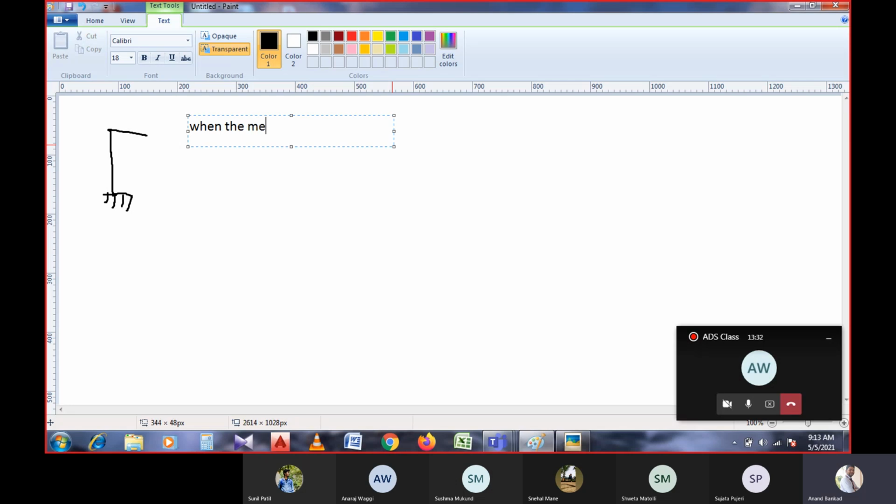So when the members are inextensible, or we can say rigid, then rigid body displacements shall be considered.